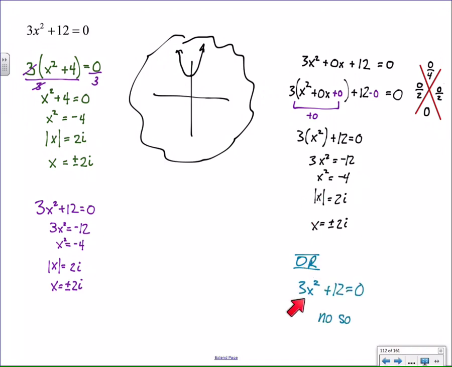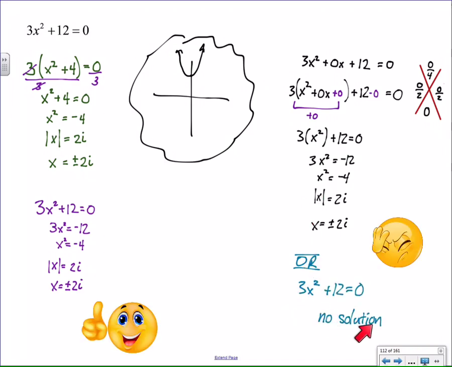Or, this is the worst one. There's no solution. Of course, there's a solution. It's just not a real number. We've expanded the number set. Now there's real numbers and there's not real numbers. Those are when you take the square root of negative 1. We call them complex or imaginary numbers.